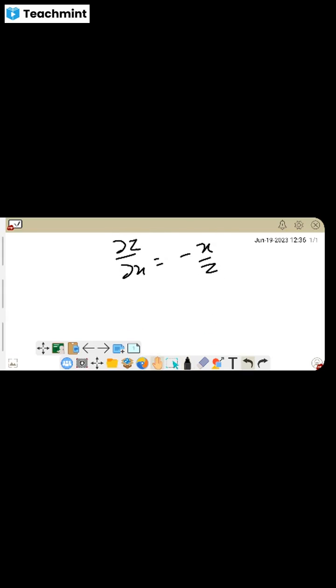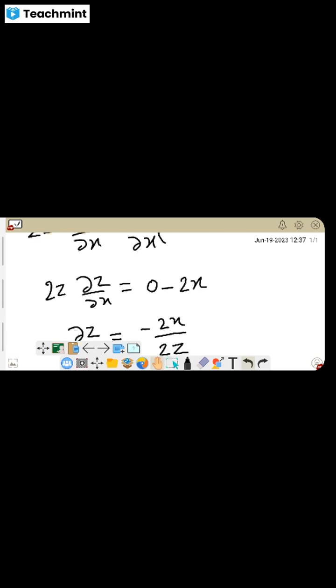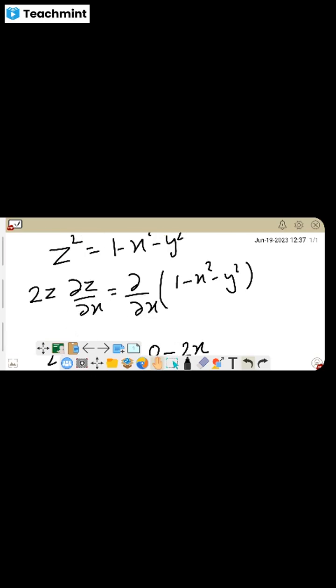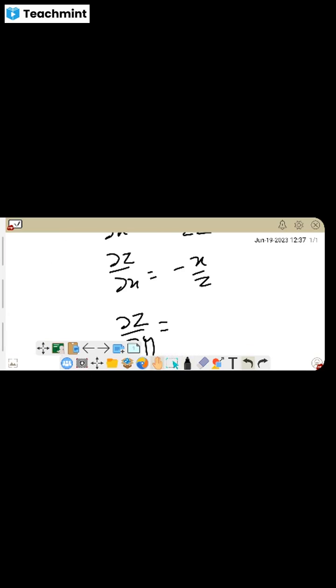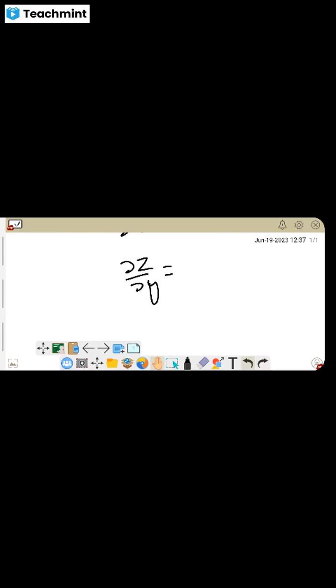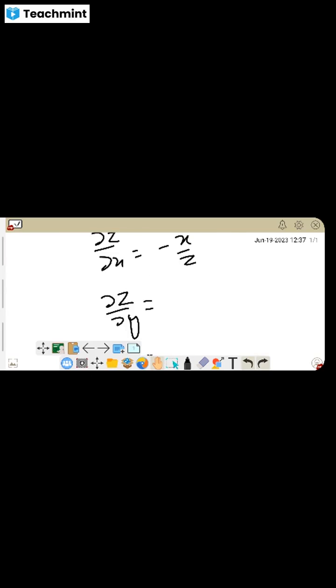Next, similarly, we'll get del z over del y. We can write because we have here minus y square also, then we'll get the same. Can I write directly? Yes, we'll use here minus y over z. So del z over del y is minus y over z.